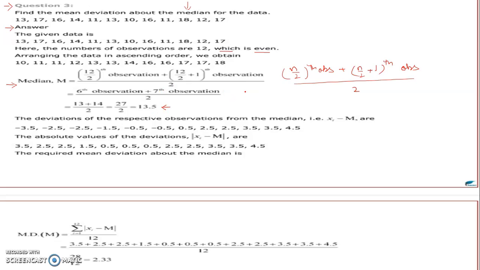This formula is studied in 10th also, so I'm still repeating it for you. Median, this is the formula: n by 2 th observation plus n by 2 plus 1 th observation, divided by 2. So till here no problem. Now we have to calculate.